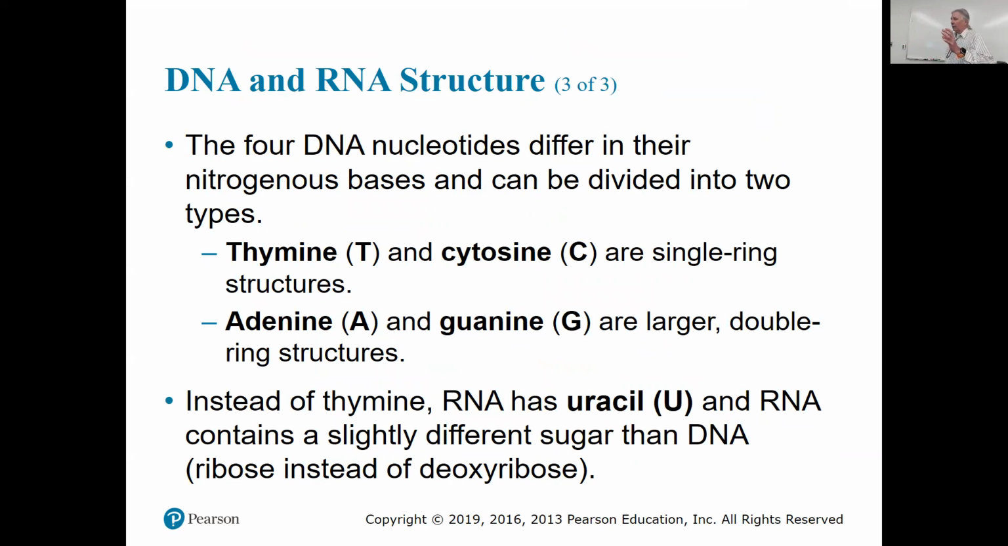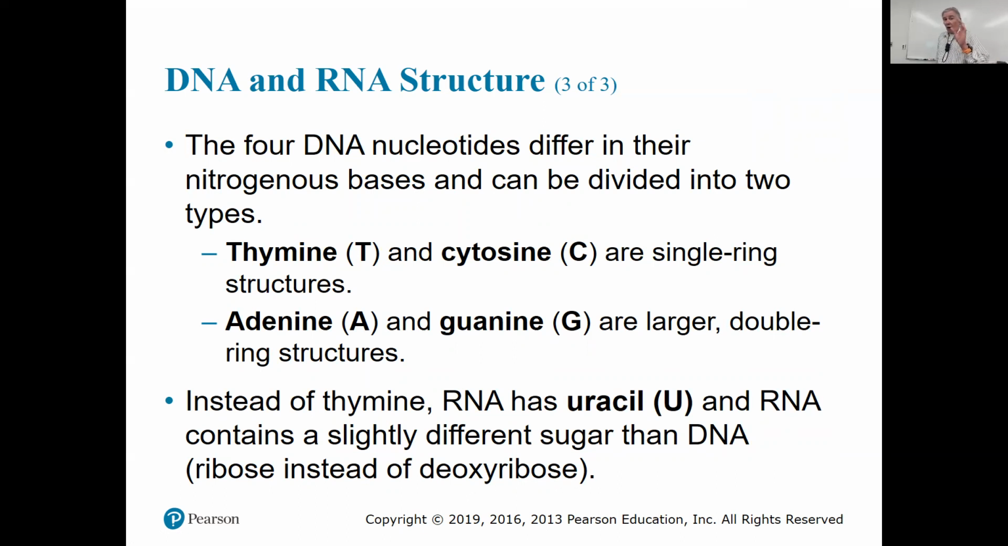So the four DNA nucleotides differ in their nitrogenous bases and are combined into two groups. Thymine and cytosine are single ring structures. Adenine and guanine are larger double ring structures. Now we're going to look at some differences between RNA and DNA.